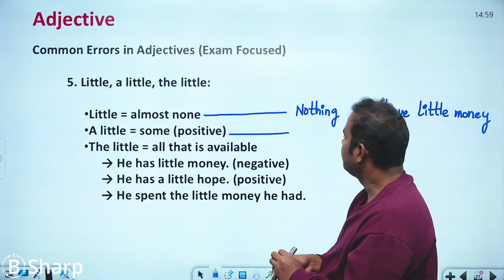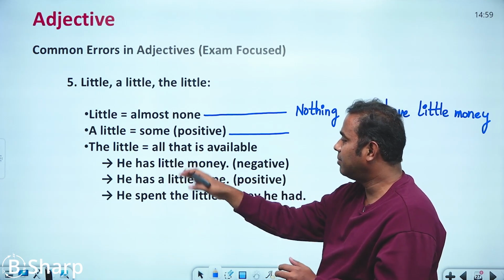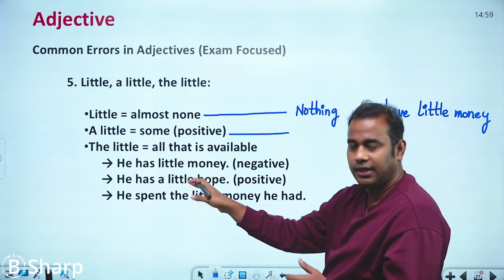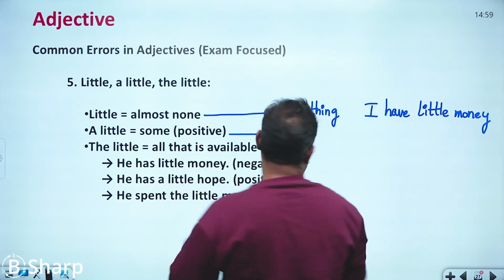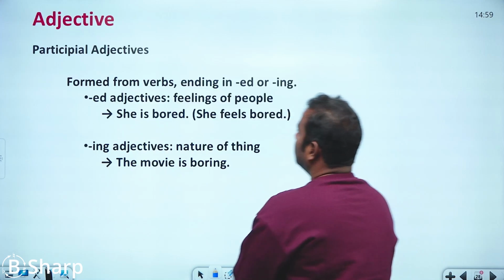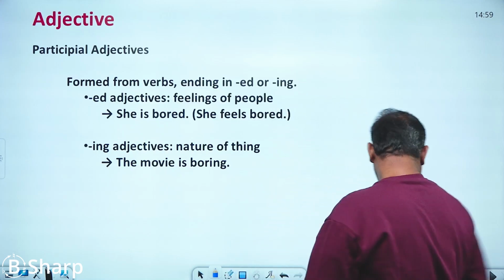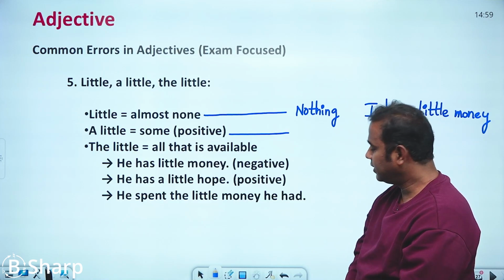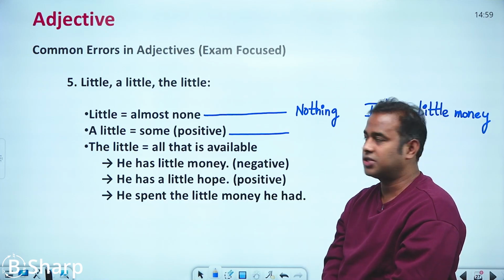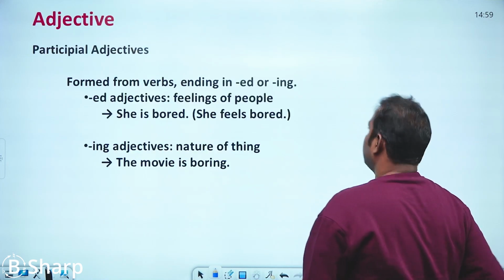So he has a little money. He spent the little money that he had. Yes, this is the right example. He spent the little money he had for his education. This is the right way to explain.